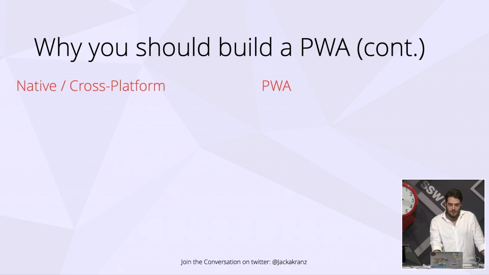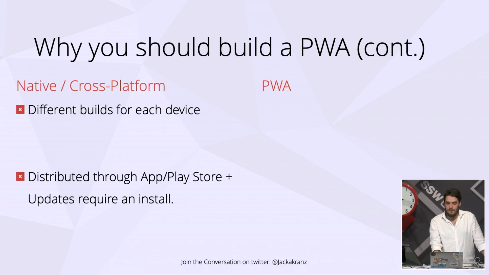Native and cross-platform: different builds for each device. They're distributed through the App and Play Store, and it means the updates require an install, versus progressive web app updates, where you can actually choose exactly what that update journey looks like for your user. Just like you can choose what the offline experience looks like, you can determine what the update journey is like. So maybe you want only the new assets to be loaded. Maybe you want the entire thing to be fresh every time they access it, or anywhere in between. And yeah, native app can be more expensive.